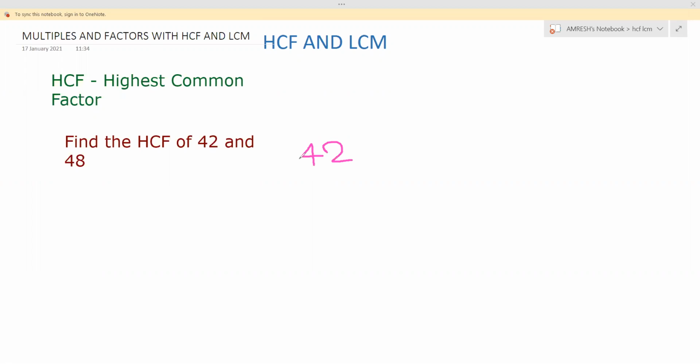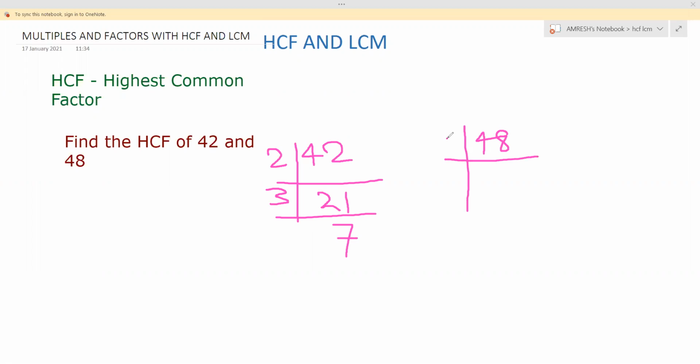42, you can take with 2, 21 will come. You can take with 3, 7 will come. Done. 48, we have done many times, again I'm doing. With 2, 24 will come. 3 will take, 8 will come. 2 we will take, 4 will come. Again we can take 2, 2 will come.